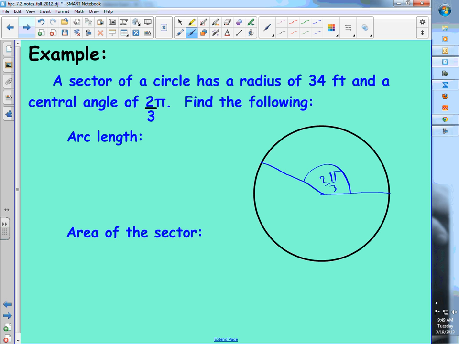So this is 2 pi over 3, that's your central angle, and your radius was 34 feet. So this is the sector you're talking about.